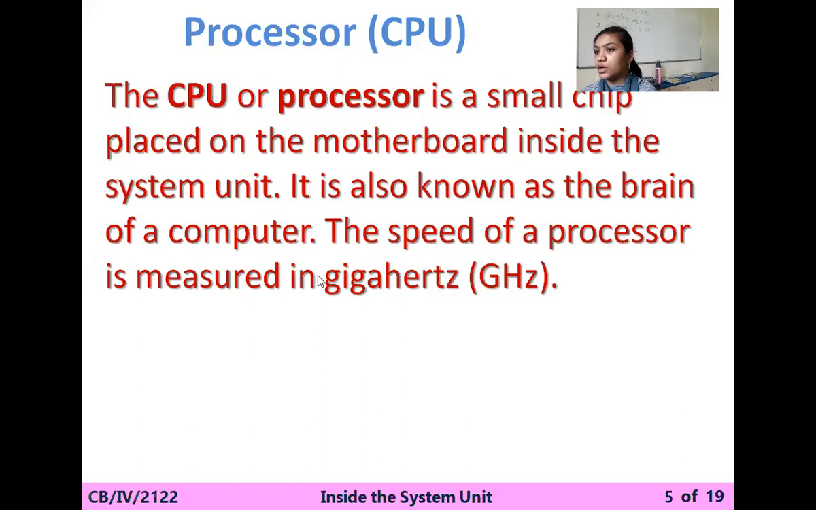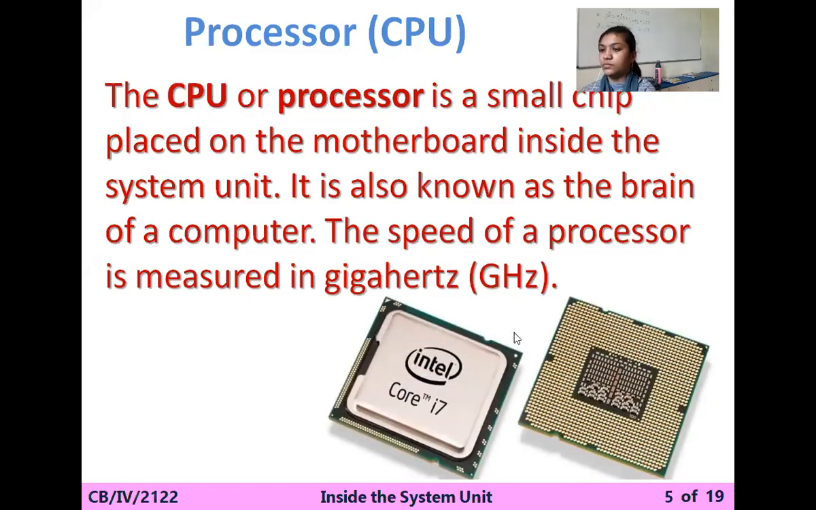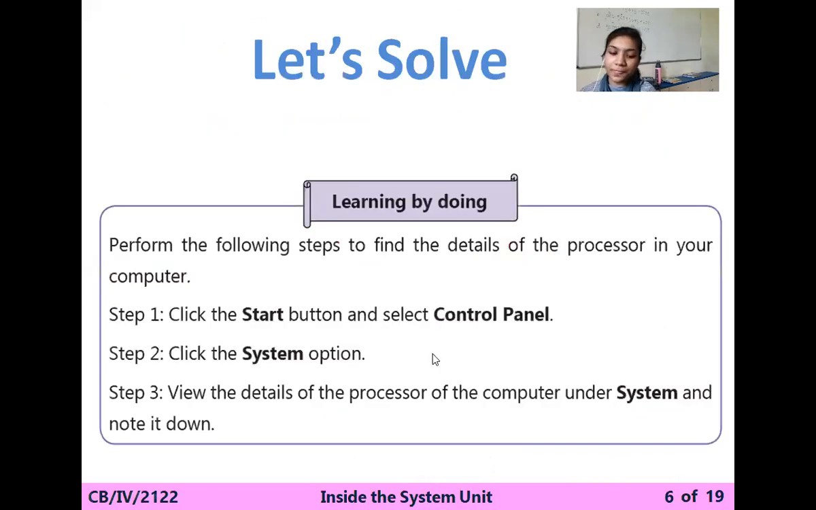So remember, whenever asked, the speed of the processor is measured in blank, you have to write gigahertz. This is the image of the processor. Now you have to do one thing. The students who have a computer, जिस स्टूडेंट के पास कंप्यूटर या फिर लैपटॉप होगा, सिर्फ उसको ही ये टास्क परफॉर्म करना है. That is also given in your textbook, page number 3.